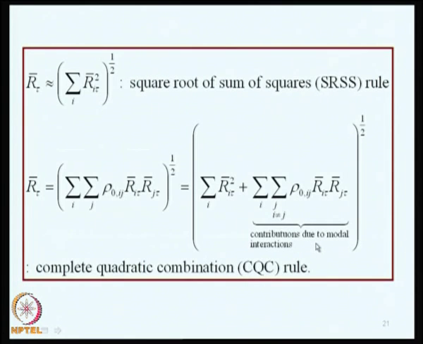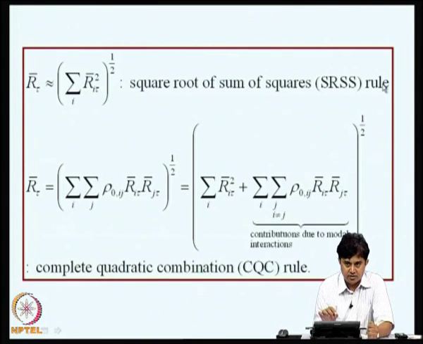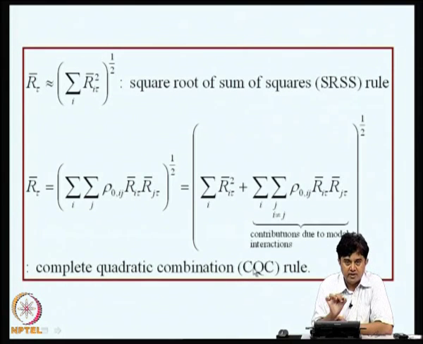Now, if we ignore the modal interactions, we get a rule known as the square root of sum of squares, or SRSS rule. So, this is a modal combination rule that we will use. We simply find the maximum of the individual generalized coordinates, square them, add all of them up, and take the square root. So, this is the square root of sum of squares method. Now, we can improve this rule by including the terms which contribute to the modal interaction, and if we do that, this rule is known as the complete quadratic combination rule.